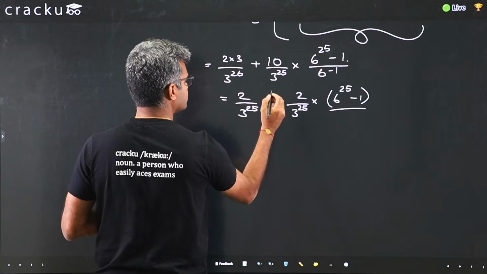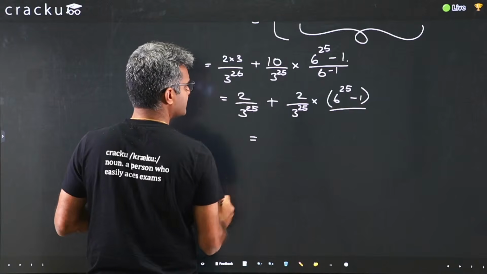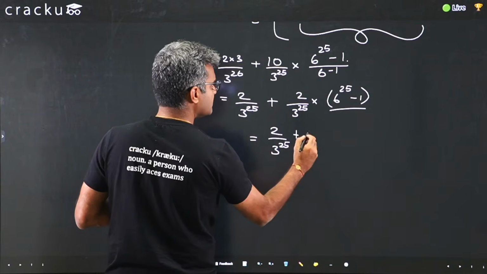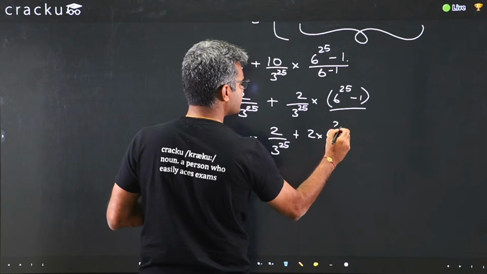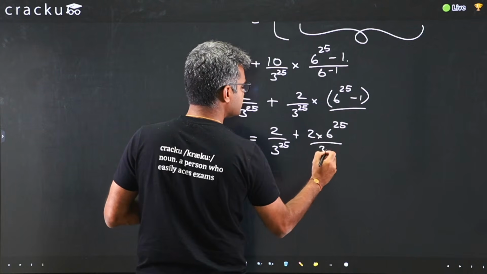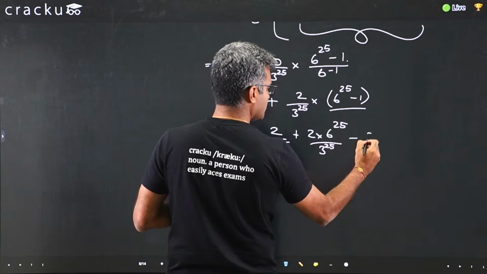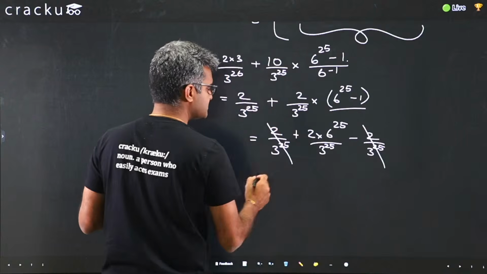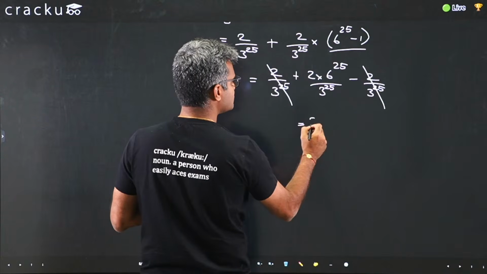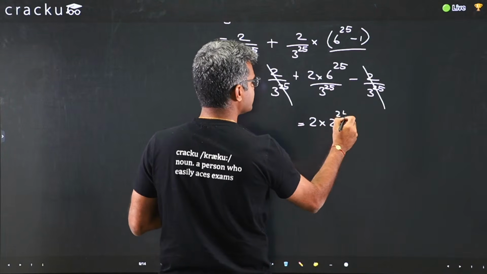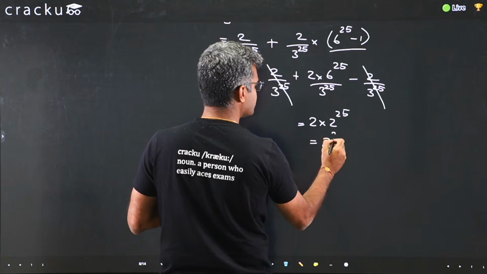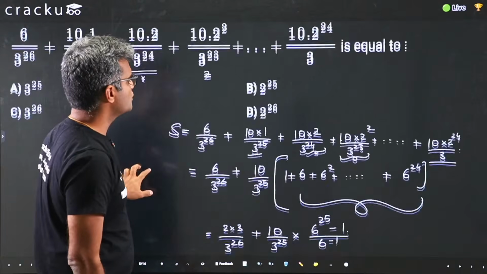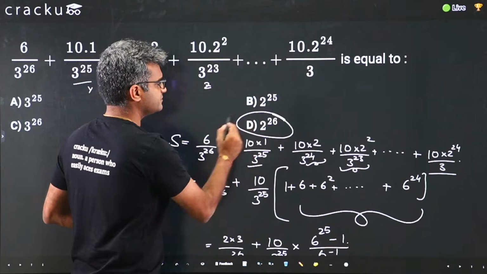And this is plus. So what we are left with is 2 divided by 3 to the power 25 plus 2 into 6 to the power 25 divided by 3 to the power 25 minus 2 divided by 3 to the power 25. You cancel this, you cancel this. What we are left with is 2 into 2 to the power 25. This is 2 to the power 26. So the answer for this question is 2 to the power 26, which is option D.